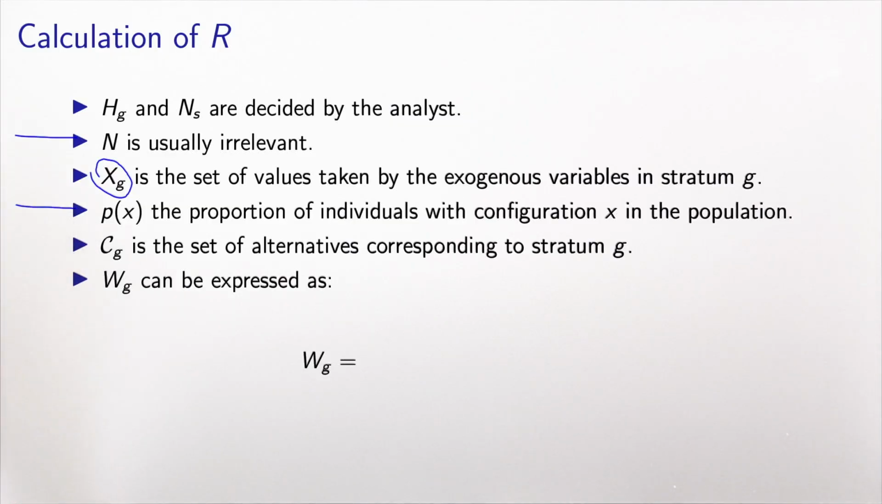I will denote by P of x the proportion of individuals with configuration x in the population. Remember, here I assume that x is discrete, so this is just a proportion, but it's easy to generalize it if x were continuous.